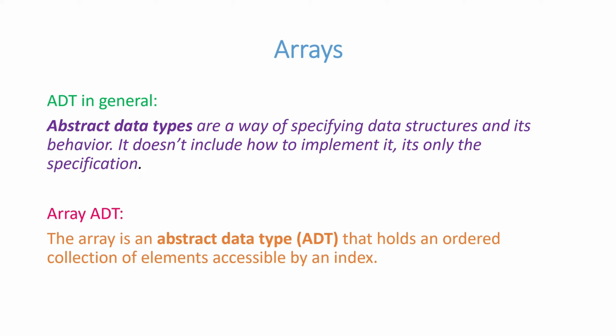You will not find anything written here about how to write code for arrays or how to implement them. It is up to the different languages or the user how they want to implement it. This is just the specification. In the array ADT, I would like to emphasize two words. First is ordered collection, and second is elements accessible by an index.